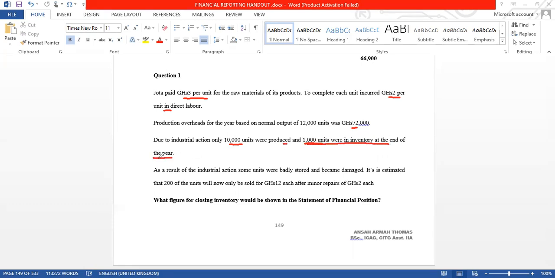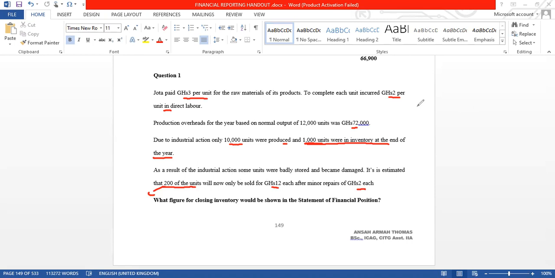All right. As a result of the industrial action, some units were badly stored and became damaged. It is estimated that 200 of the units will now be sold at 12 cedis after minor repair of 260. So our main concern will be this 200.